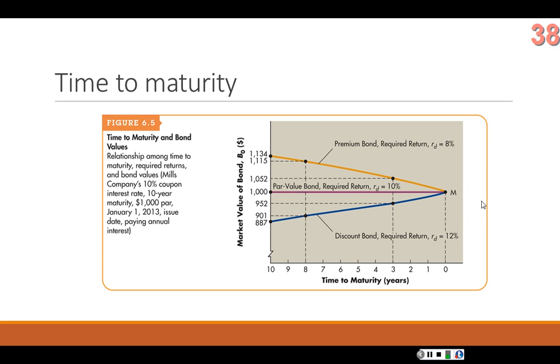Again, here's that same picture. So you see that the current market value of a bond approaches par. So the premium bond is going to decline in value while the discount bond is going to increase in value as maturity approaches.